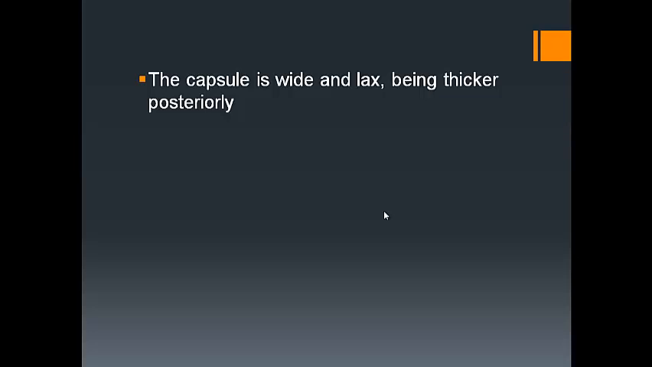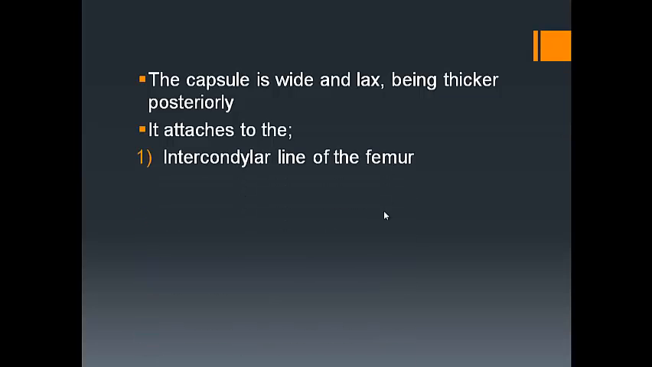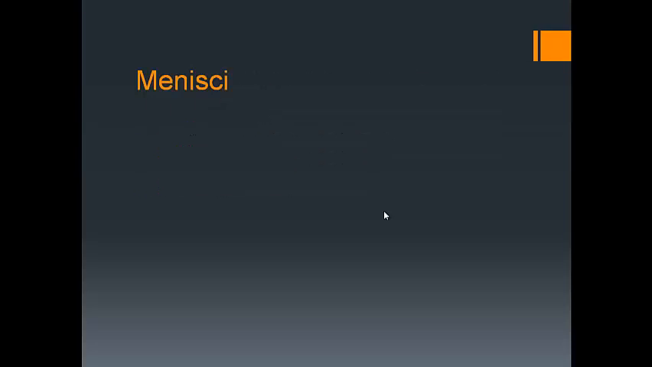Now, generally remember the capsule is the tissue that surrounds the bony components. It is wide and lax, so it means that it is not tightly attached to the bony surfaces. It's a little bit relaxed, and it's usually thick on the posterior surface. In terms of attachment, the capsule is attached to the intercondylar line of the femur, and it's attached to the tibial tuberosity, which allows it to cover most of the components of the knee joint. And like I said, it's lax, so that allows for a bit of free movement within the knee.